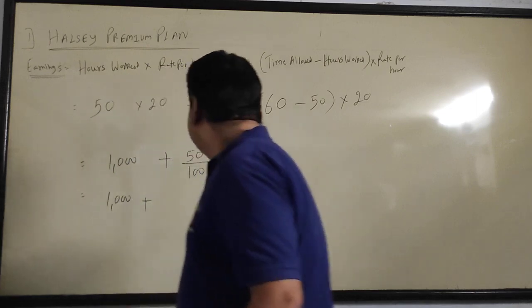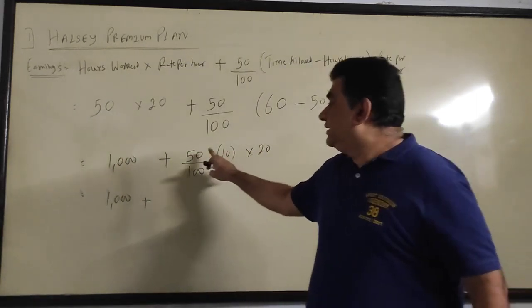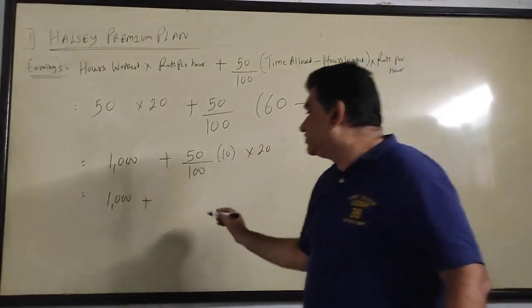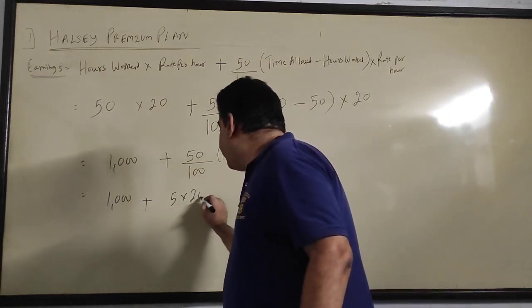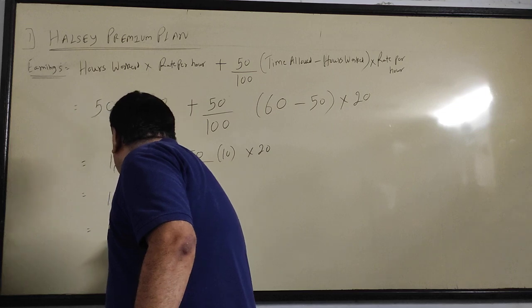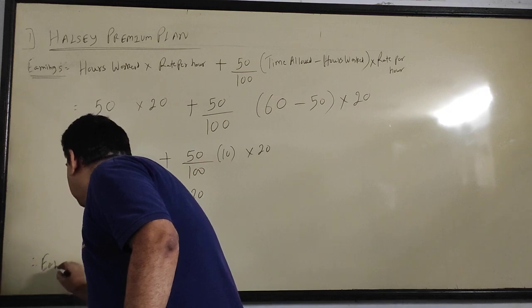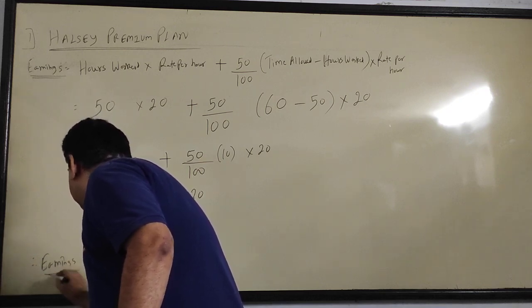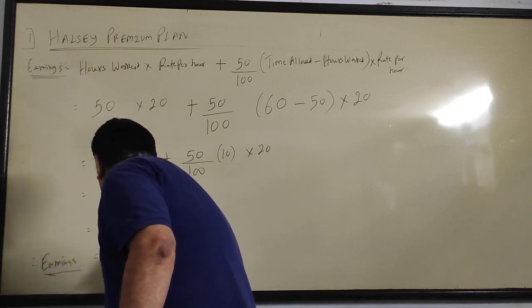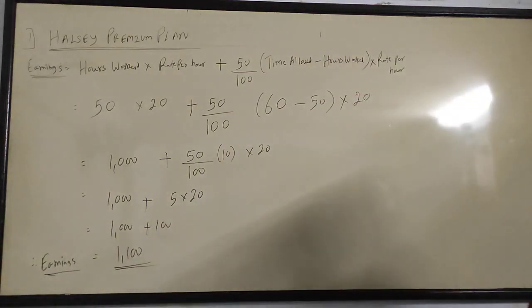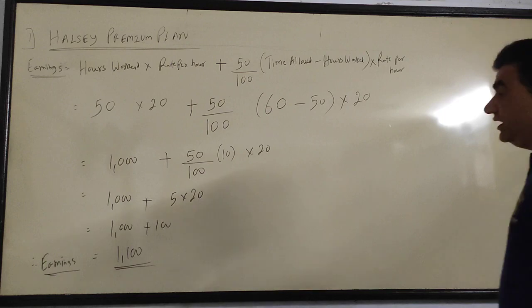Continuing further, 1000. This is 10. 10 into 50 upon 100, that will give you 5. And so you can make it further. 5 into 20 is 100. Therefore, your total earnings will be 1000 plus 100, that is 1100.